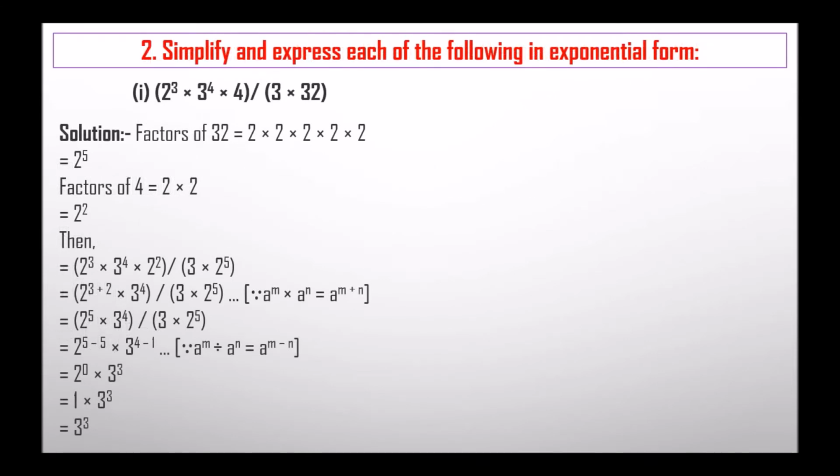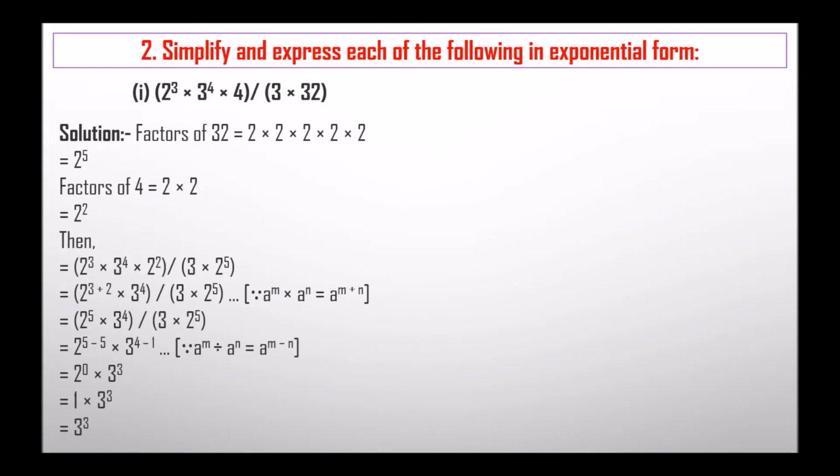Question second: simplify and express each of the following in exponential form. 2 raised to 3 into 3 raised to 4 into 4 divided by 3 into 32. The factors of 32 are 2 into 2 into 2 into 2 into 2, that is 2 raised to 5. Factors of 4 are 2 into 2, that is 2 raised to square. So 2 cube into 3 raised to 4 into 2 square divided by 3 into 2 raised to 5. First we will use the rule of multiplying with the same base.